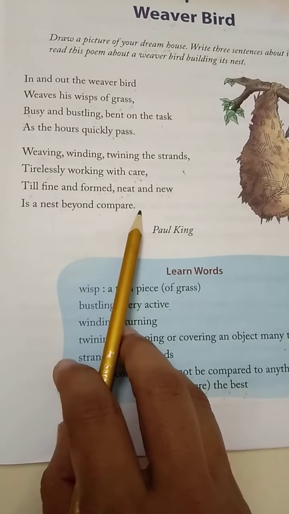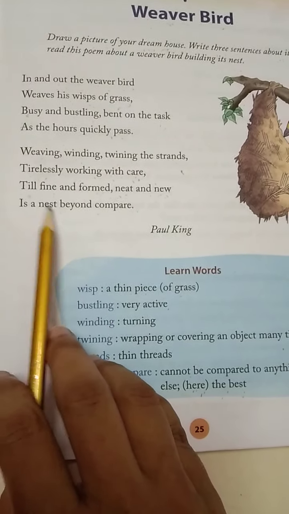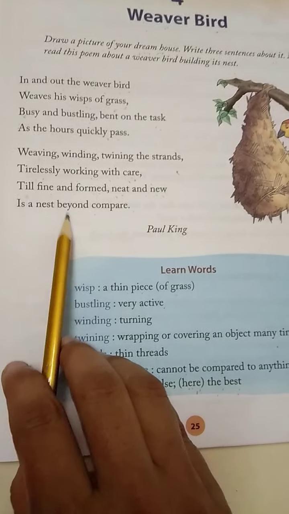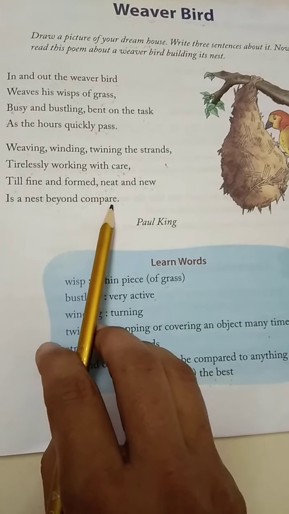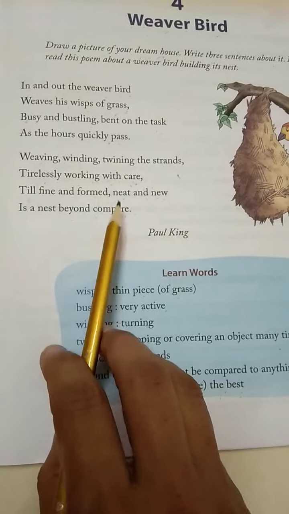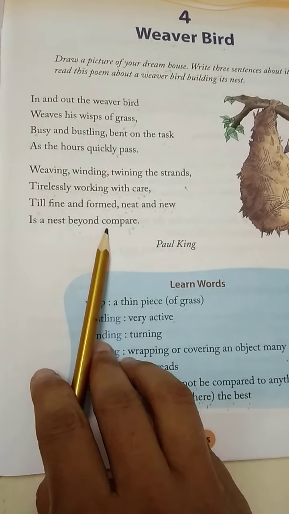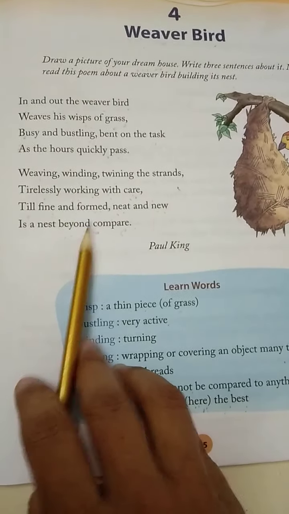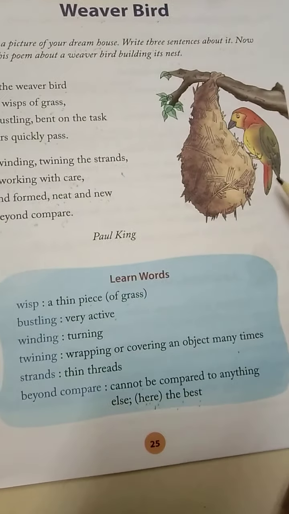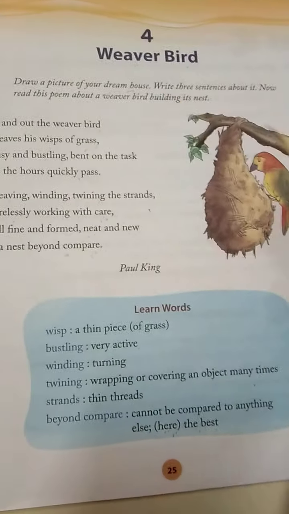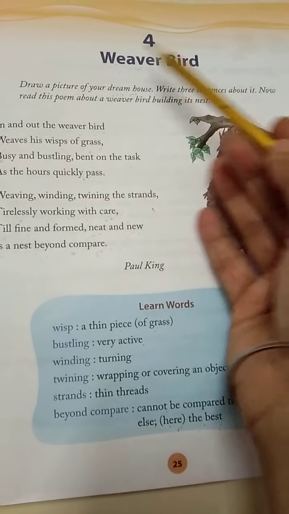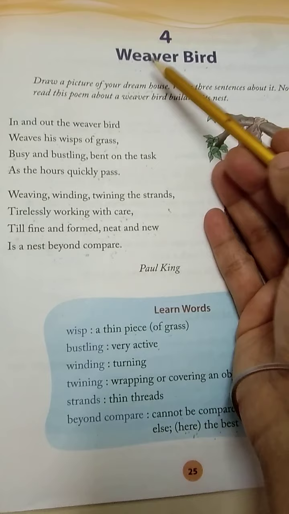Is a nest beyond compare. That this nest is the best nest in comparison to the other nests. The birds which are making the nest, this nest is the best one in the comparison of the other nests. So that is why the name of this bird is known as weaver bird. This poem is based, the name of this poem is given as weaver bird.